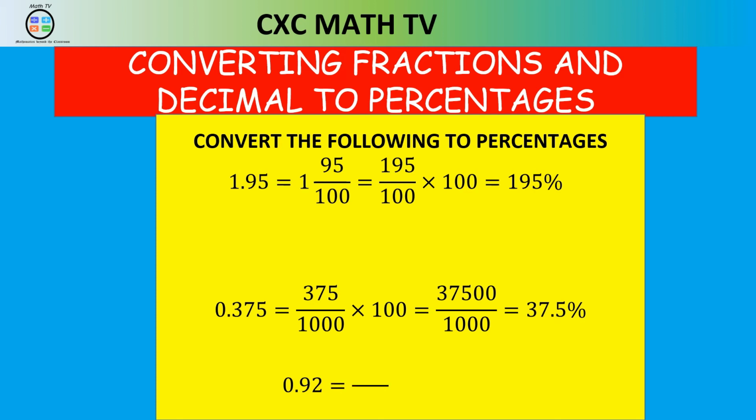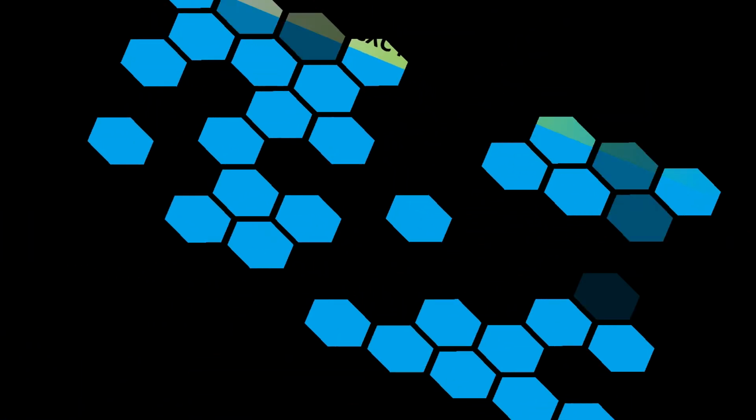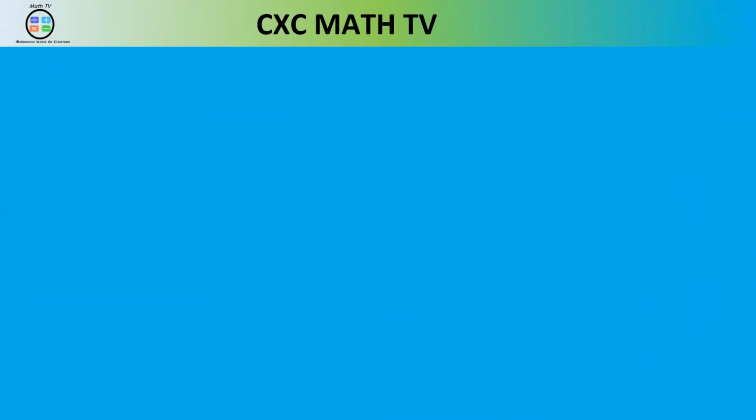Lastly, let's try this one, 0.92. So as you try that, you should have got 92 over 100. Then you multiply it by 100. So after you converted it to a fraction to get 92 over 100, and then you multiply it by 100, you get 92%. It's really that easy. So realize converting fractions and decimals to percentages is really easy.